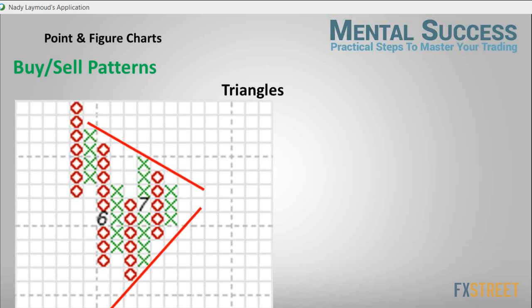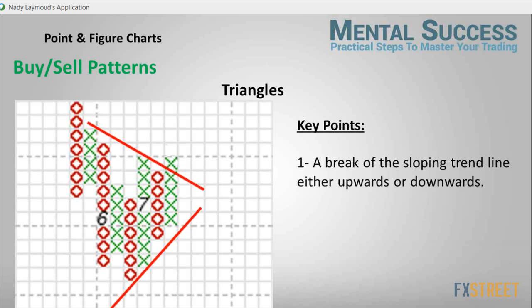So back to triangles. In this particular type of triangle patterns, we see a sloping top and a sloping bottom. This specific pattern, as I said, suggests market uncertainty, that bulls and bears are fighting for control, but neither is winning. So we wait for 2 points to take place to enter the market. First, we wait for a break of the sloping trend line either toward the upside or toward the downside. The second point we wait for, and the most important point, is a breach of the previous column. Once the 2 points were met, we can enter the market.